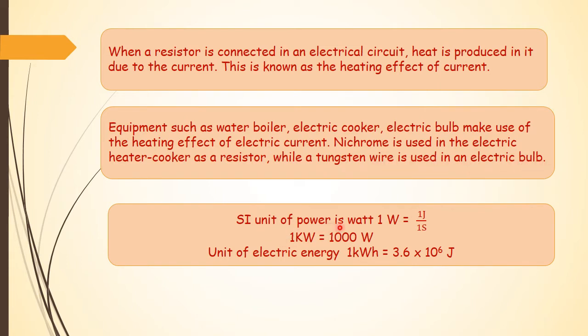SI unit of power is watt. 1 watt is equal to 1 joule upon 1 second. 1 kilowatt is equal to 1000 watt. Unit of electric energy is 1 kilowatt hour, which is equal to 3.6 into 10 raised to 6 joule. This means if 1 kilowatt power is used for 1 hour, then we get this value. This unit is used for measuring the electricity which we are using at our home or companies.